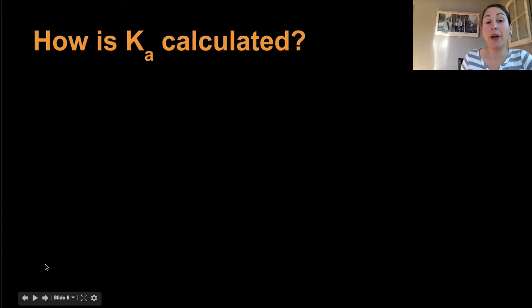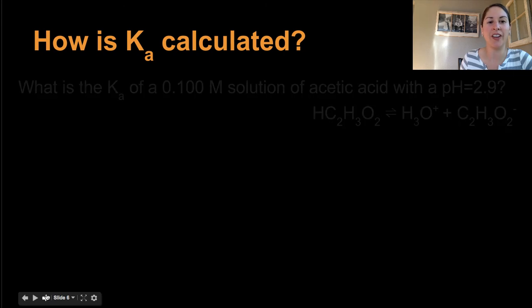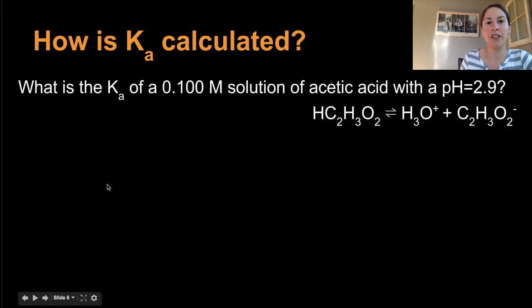Okay, so we probably want to know how Ka is calculated, and that is really the one that I will have you calculate. So here's our question. What is the Ka of a 0.100 molar solution of acetic acid with a pH of 2.9? And we have our equation that's given to us, and a lot of times I will give you these, and we want to know how to set this up.